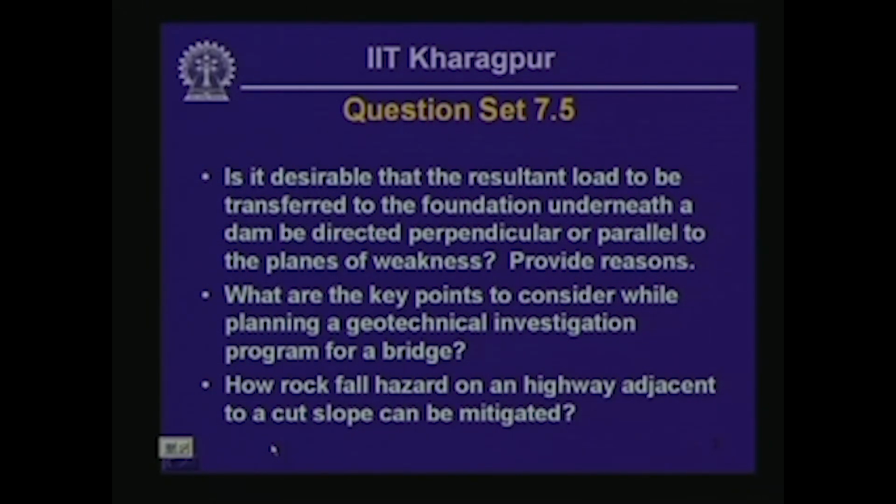Now, the third question that was asked was how the hazard to traffic on a highway adjacent to a cut slope can be minimized. We talked about several different procedures in our previous lesson. Now, the first one was that we have to have a protective barrier. For instance, we could have a fencing on the upper portion of the cut slope like this.